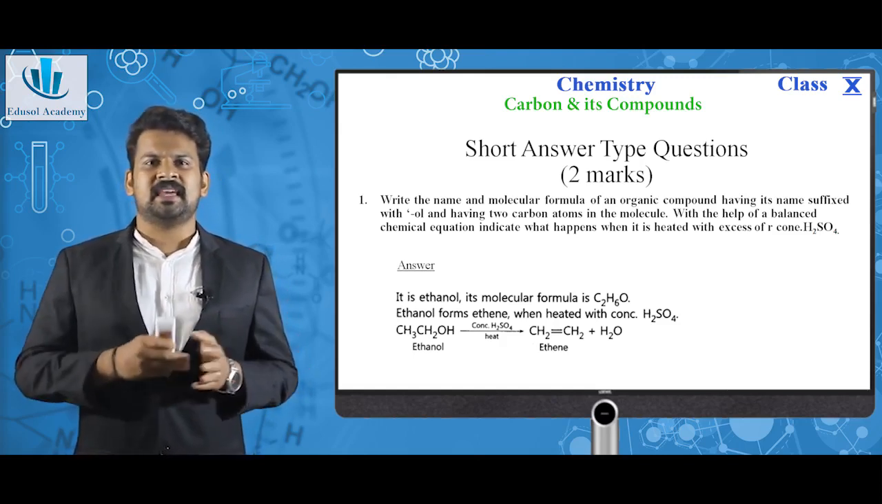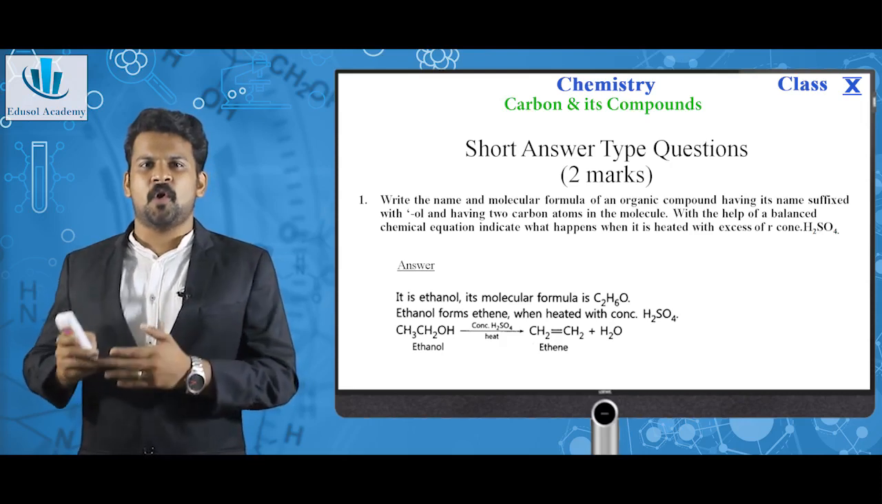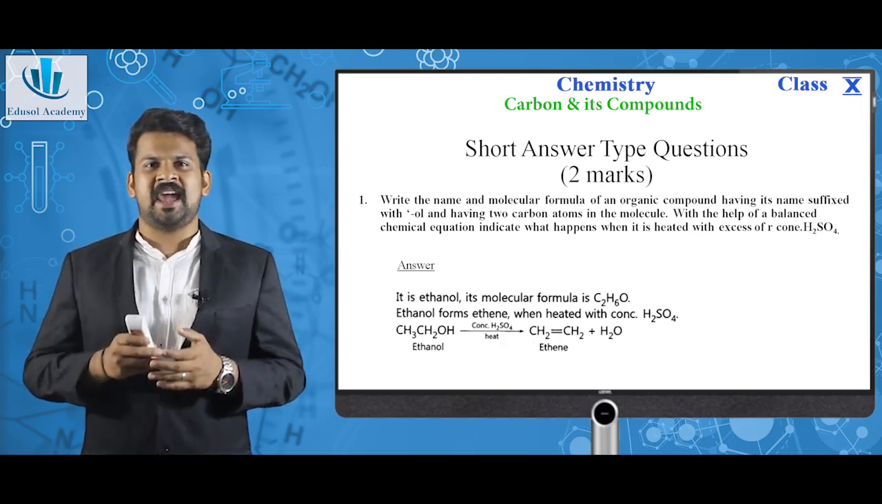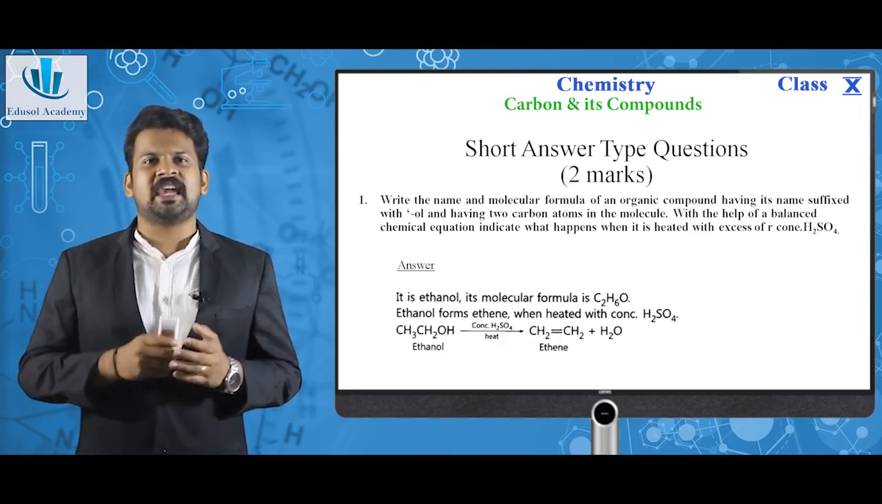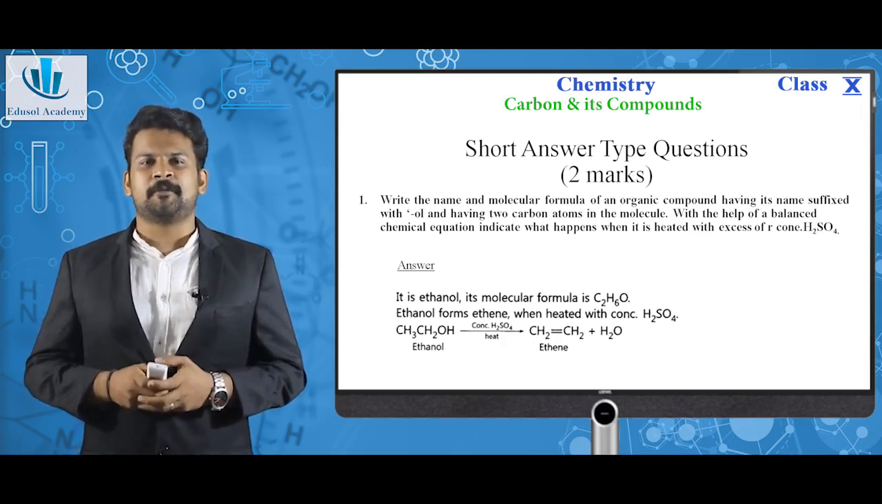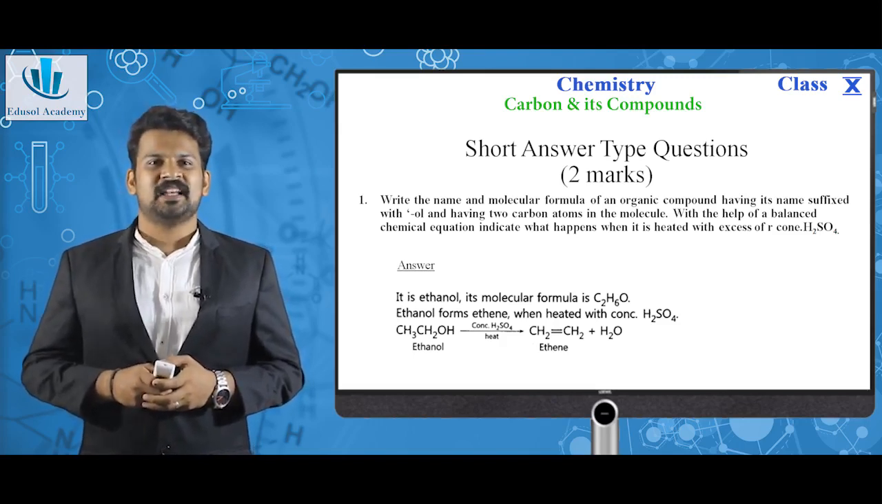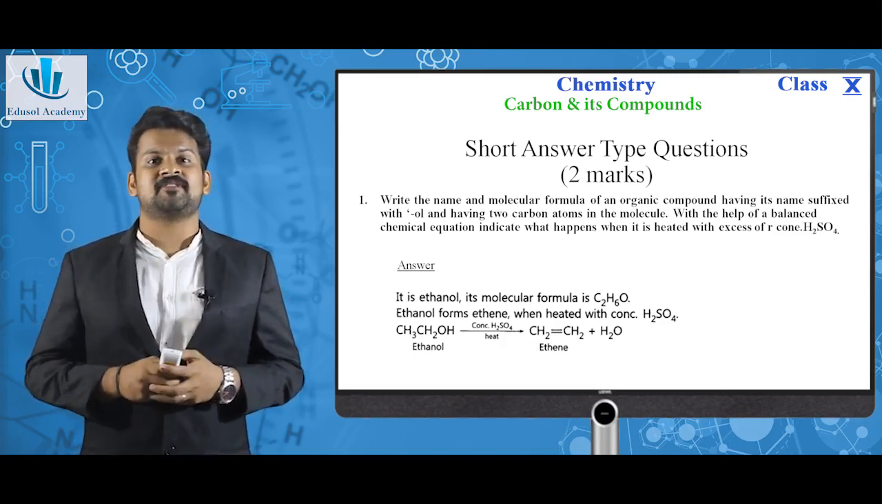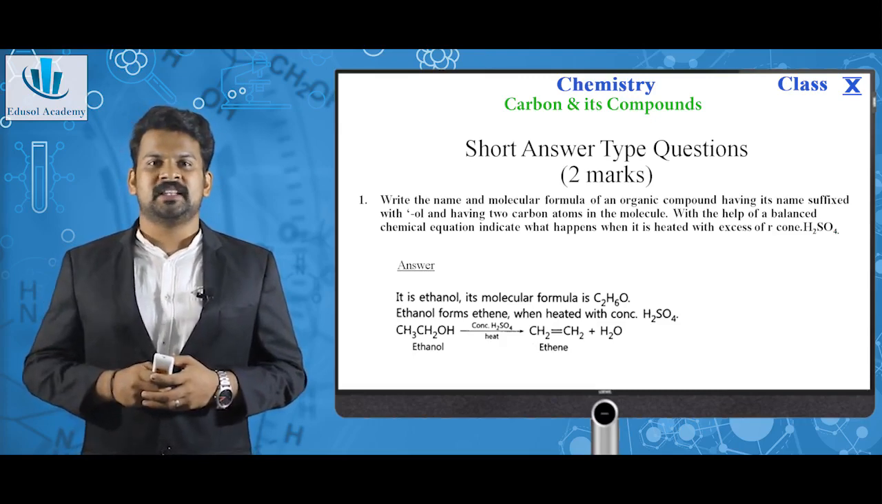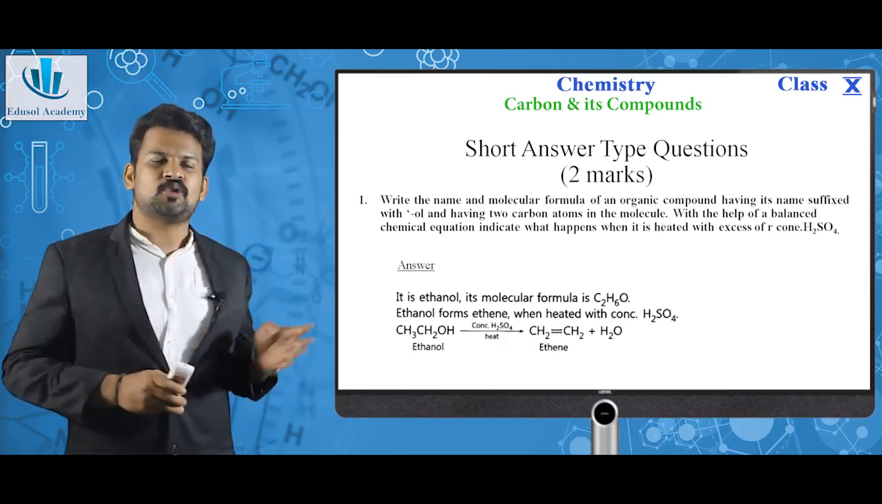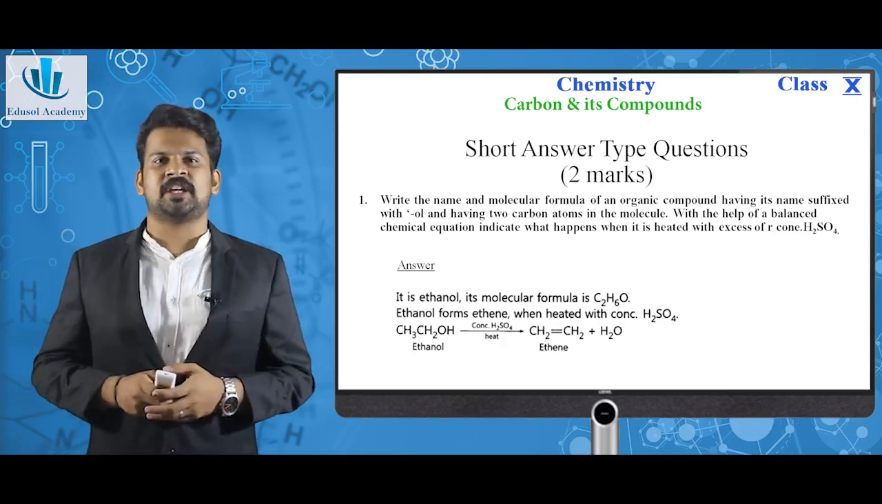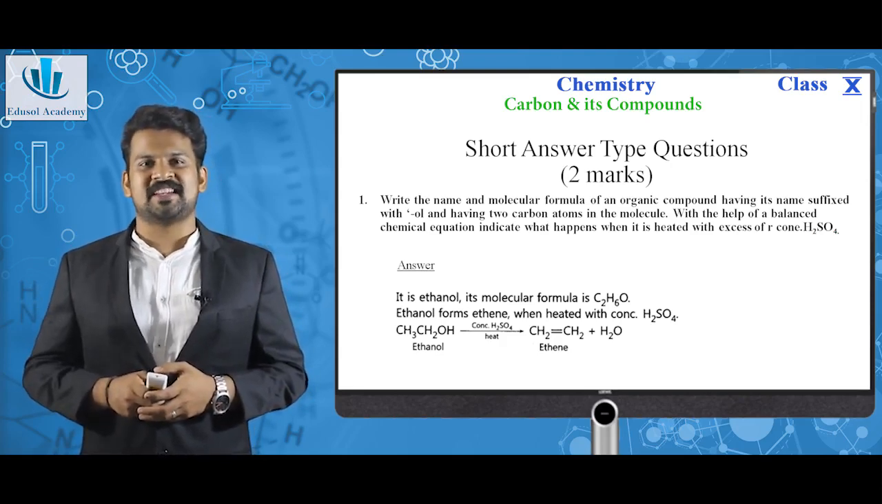Suffix ol means eth plus ane plus ol, which gives ethanol. It is the compound. The formula is C2H6O or CH3CH2OH. Ethanol forms ethene when heated with concentrated H2SO4. This is the dehydration reaction. As you can see, this is the chemical equation, the chemical reaction that is taking place here.